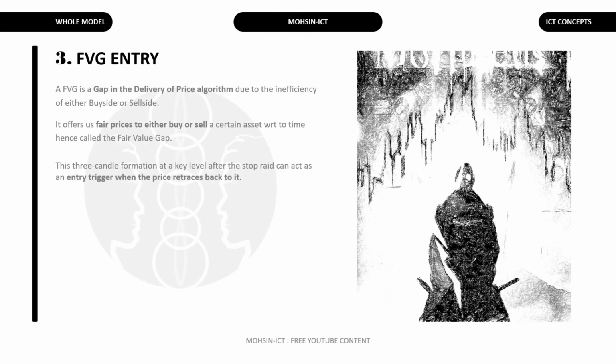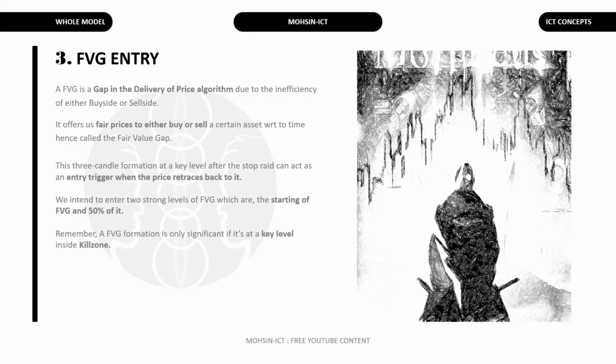This 3-candle formation at a key level after the stop run can act as an entry trigger when the price reverses back to it. We intend to enter at 2 strong levels of the fair value gap, which are the start of the fair value gap and 50% of it, which is the consequent encroachment. Remember, a fair value gap formation is only significant if it's at a key level inside a kill zone, or it has taken a lot of buy side or sell side liquidity above or below an old low or high.